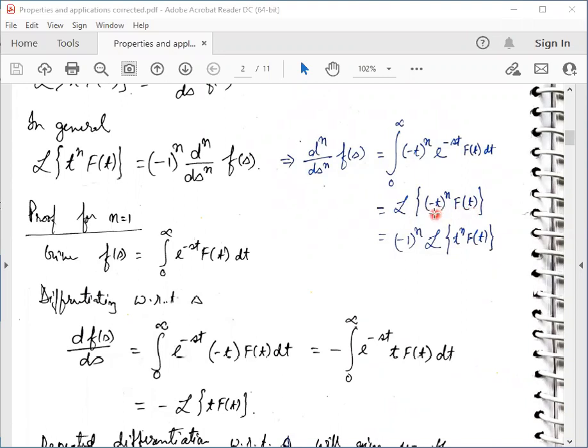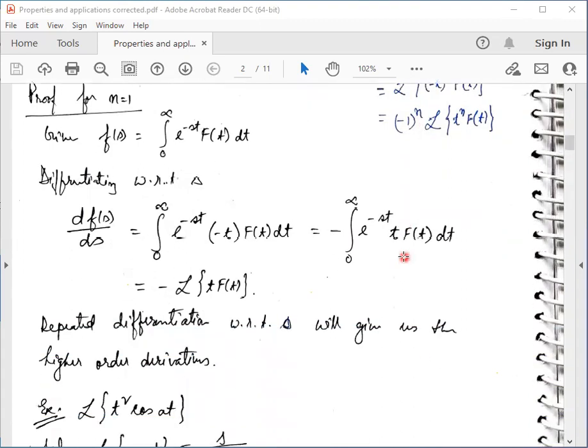And this minus t can be written as t times minus 1. So this can be written as (minus 1) to the power n multiplied by t to the power n. And minus 1 is a constant, so I can take it outside. So this is the proof for the general case where n can take any value. So let us look at one application.